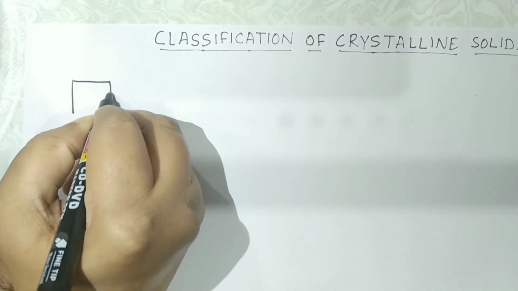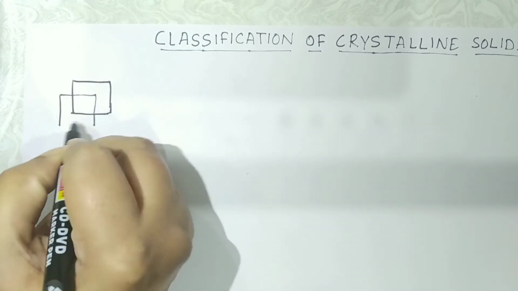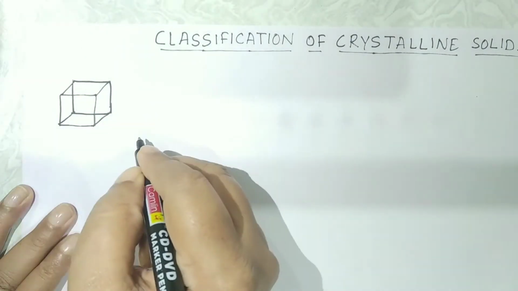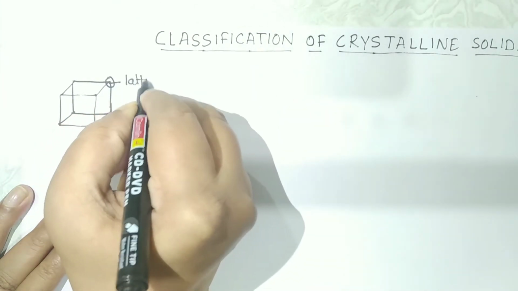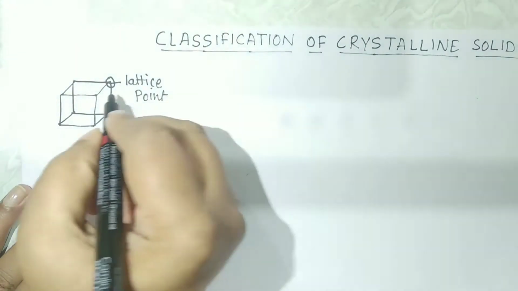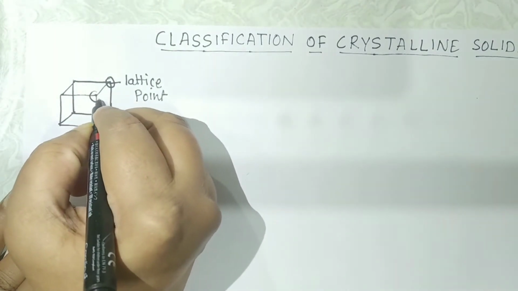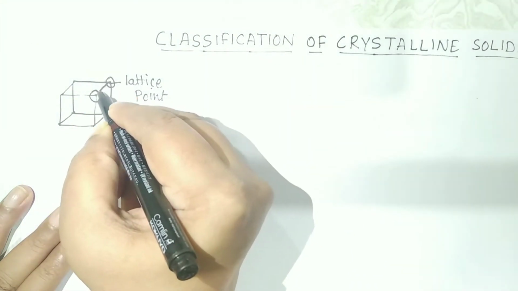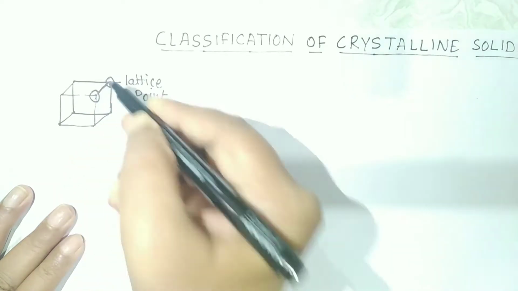If I try to draw the unit cell, it is something like a cube. Now this is the structure of a unit cell. The corners of the unit cell, that is this position, we call the lattice point. Now, if I see the other atom, ion or molecule which is placed, it will be at this corner. That is the lattice point. And there must be some force of attraction that will hold the two atoms, ions or molecules between them.